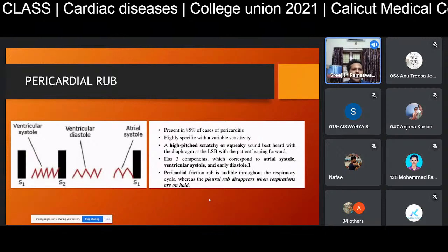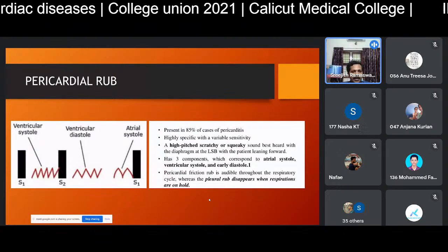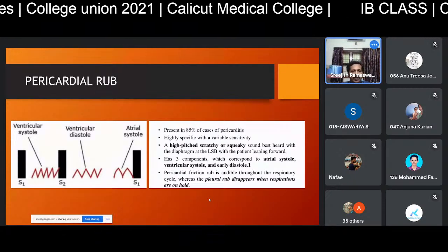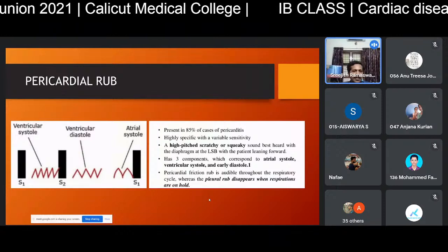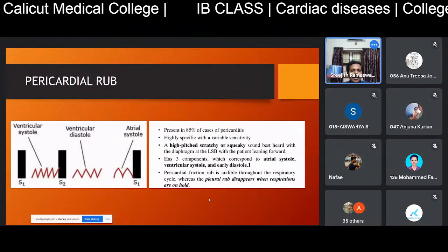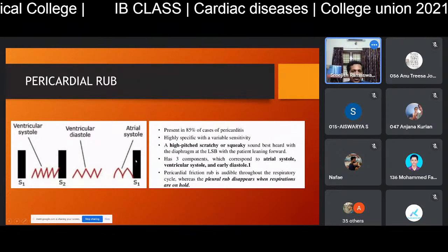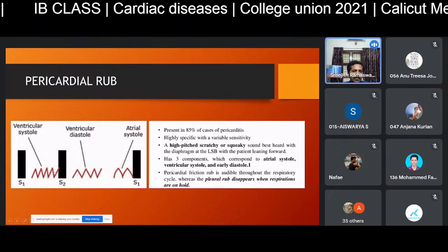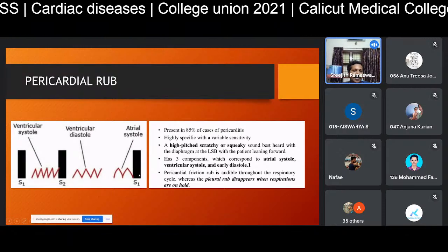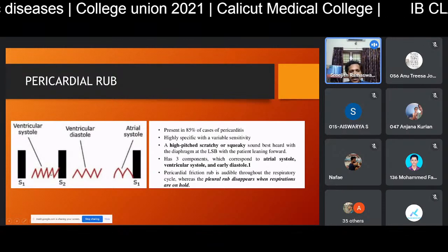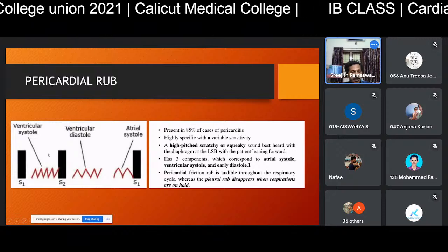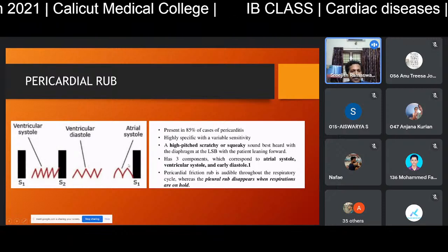The classical finding that you may get in pericarditis is pericardial rub. So pericardial rub is actually a triphasic sound. Triphasic means it has 3 components. You have a ventricular systole, ventricular diastole, and atrial systole. So it has 3 components: a systolic component, a diastolic component, and a pre-systolic component.